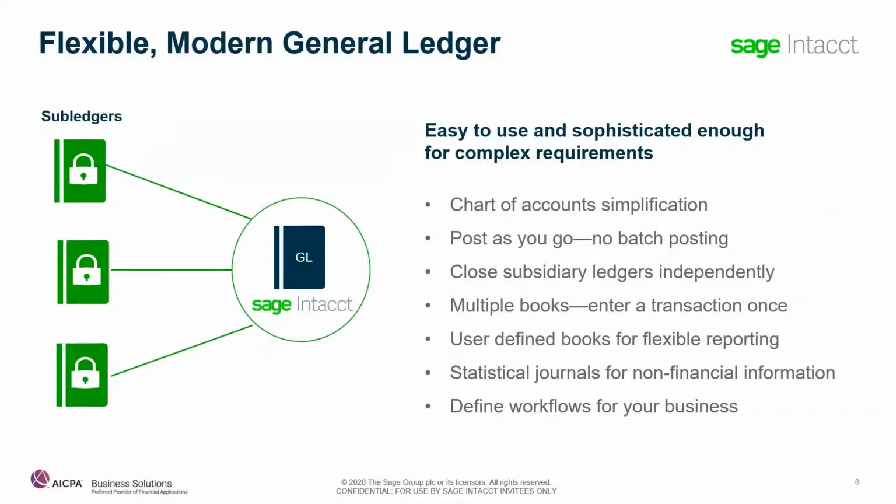Now with Intacct, how can we accomplish getting those flexible, modern construction financials that we want to see? Well, it starts with a very modern general ledger, one that I don't have to batch post, one that doesn't use prefixes and I have 25-digit accounts, one that allows me to have multiple books. So if I want to have a tax book, I can create a user-defined book for more flexible reporting.